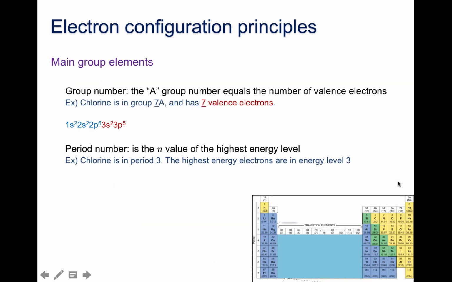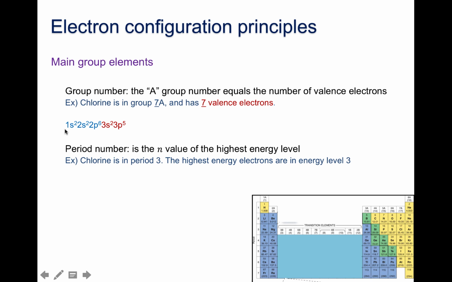If you're ever asked how many valence electrons an element has, for the group A elements, it's really easy to determine. The group number corresponds to the number of valence electrons that the atom has. So you can easily use the periodic table to determine that. For chlorine, if I asked you how many valence electrons chlorine has, you could look and see that chlorine is in group 7, and chlorine has 7 valence electrons.